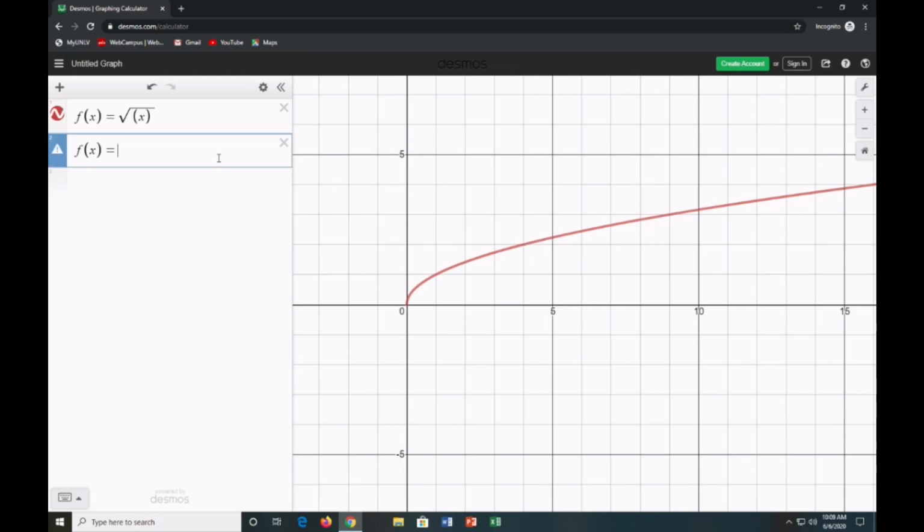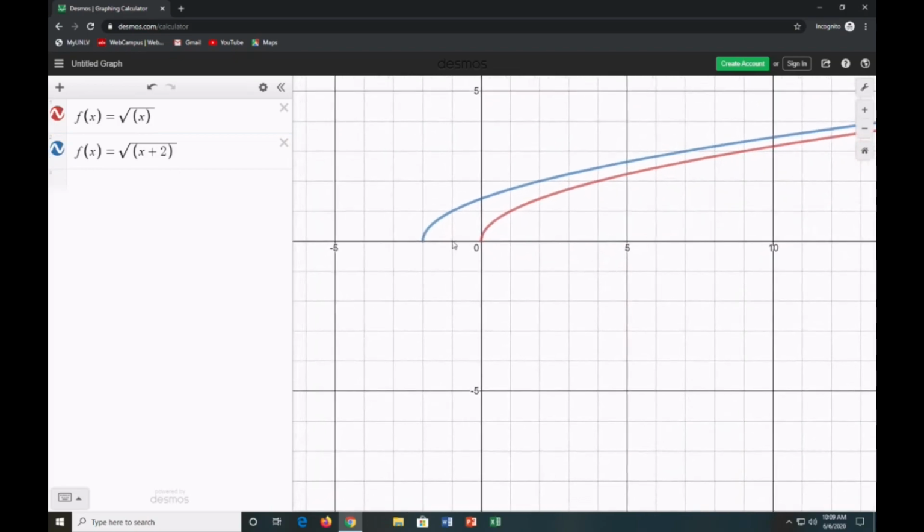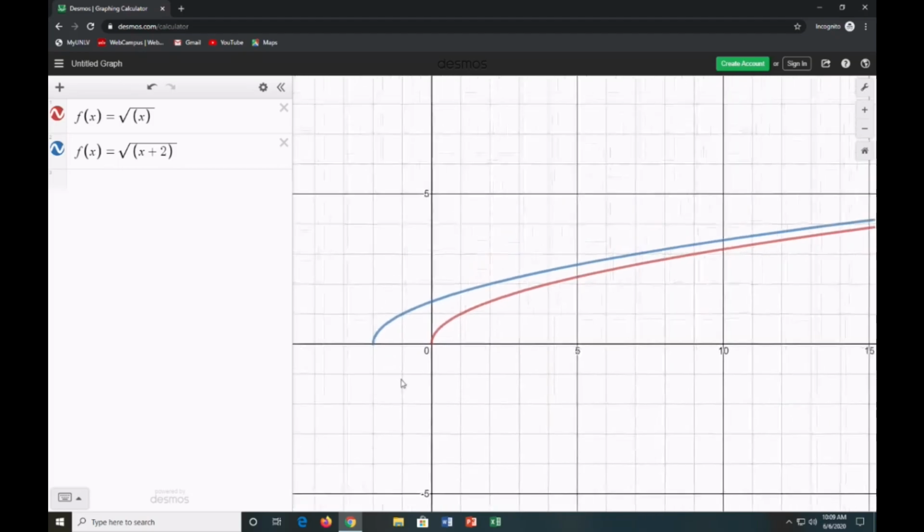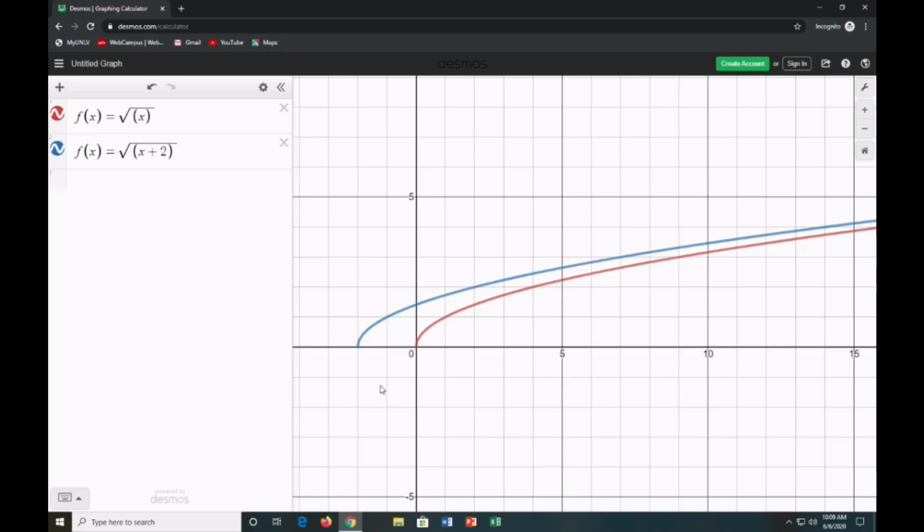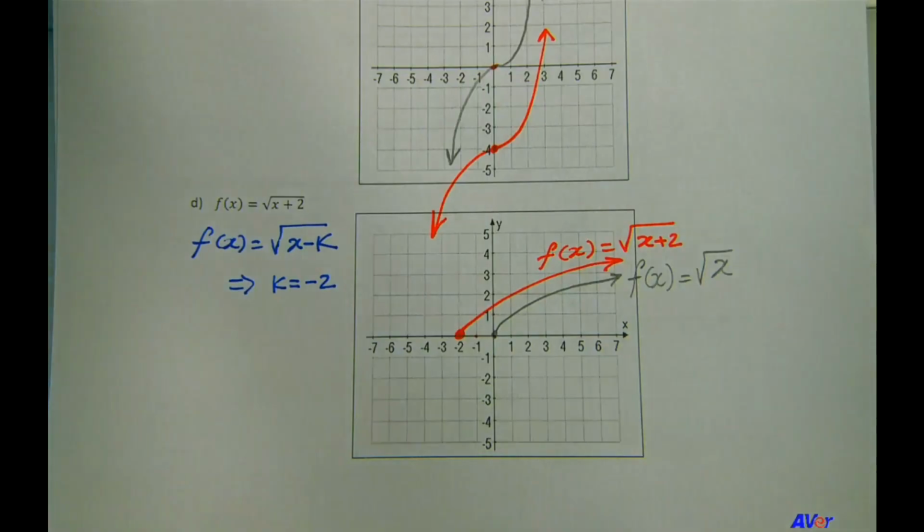So now let's put in the transformation. The transformation we have is square root of x plus 2. We expect it to move left, 2 units there. So now compare that. 2 units to the left. Okay? Like that. All right. So let's go back to the dot camera.